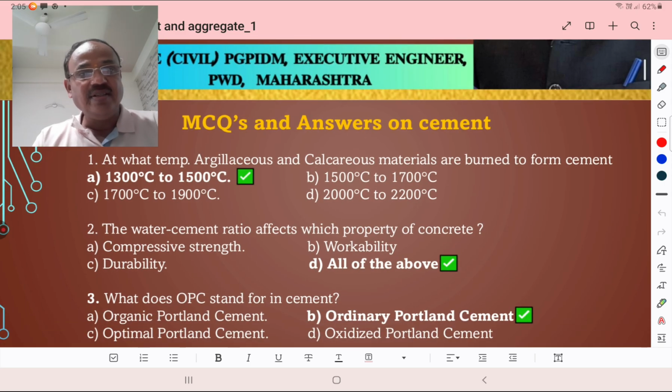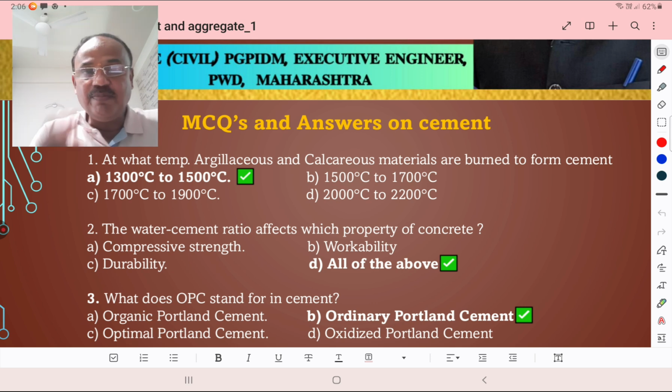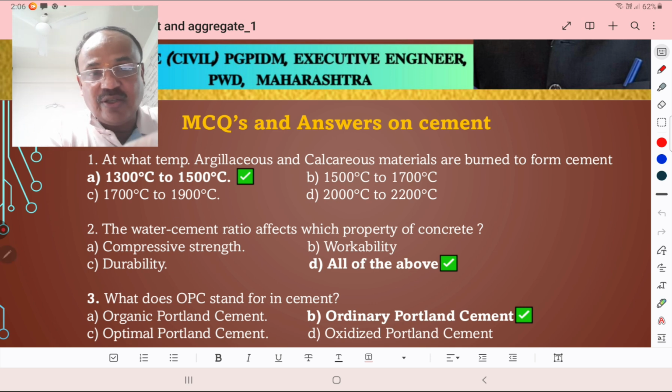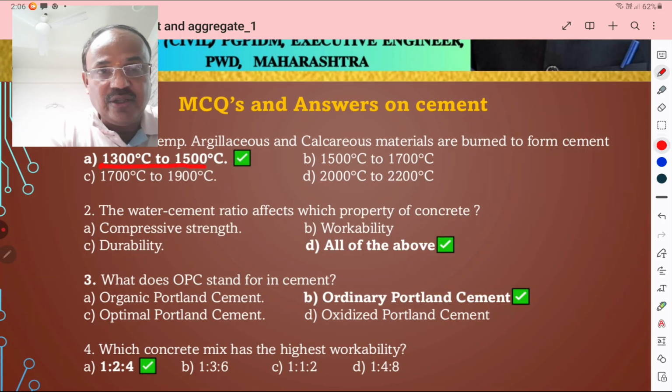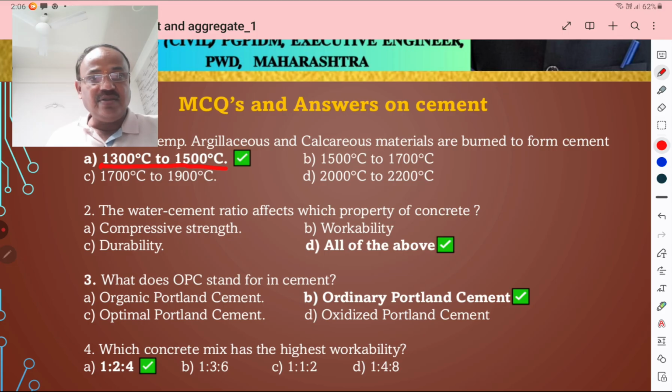At what temperature are argillaceous and calcareous materials burnt to form cement? Very simple, it is 1300 to 1500 degrees Celsius. One must know all these things. The second, the water cement ratio affects which property of concrete? That is compressive strength or workability or durability. If water cement ratio increases, compressive strength decreases. If water cement ratio increases, workability increases and durability decreases. All of the above is the correct answer.